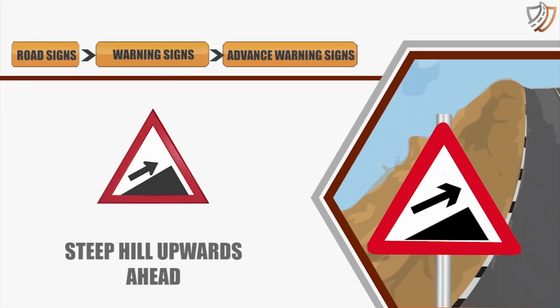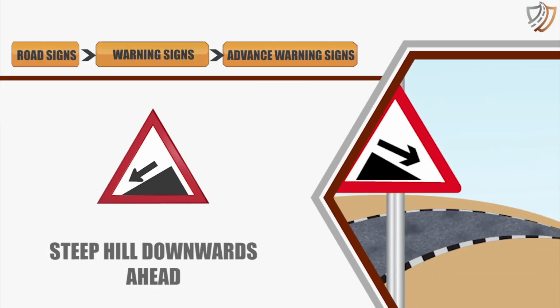Steep hill upwards ahead. This sign warns that the road ahead is inclining. It can be found in hilly areas. Motorists must avoid overtaking, lane changing, stopping, or parking in such areas.